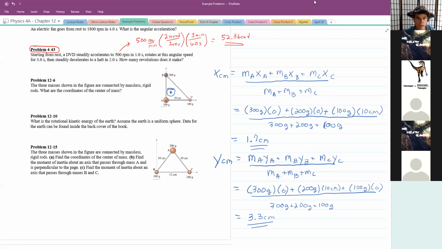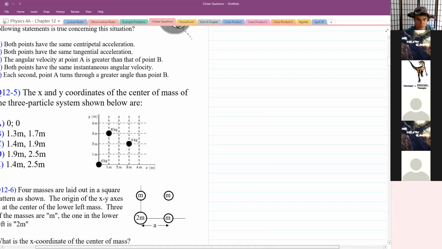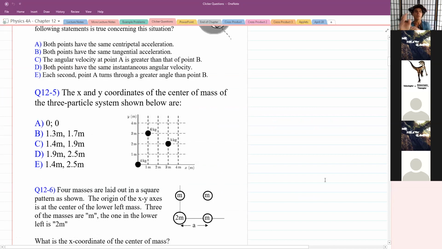Okay, so going back to the clicker question. The X and Y coordinates of the center of mass of this 3-particle system shown below are... here they're giving us the origin. We're defining our origin right here. So I want to give you a minute or two. I'm going to work on it right now, solving it, but try and do that with me as I'm going through it. So we want to know what are the X and Y coordinates of the center of mass of this 3-particle system.